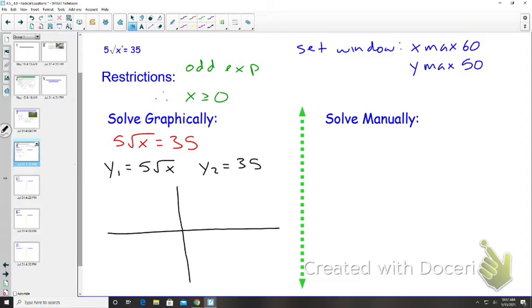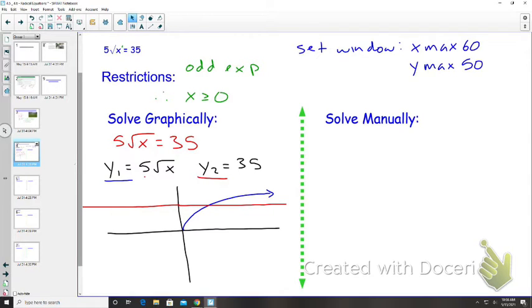Okay? Our y1, 5 root x, is going to look something like this. Okay? And our y2 will be in red, is going to look something like this. Okay, and of course that will go both ways. And we are looking to find the intersection point.